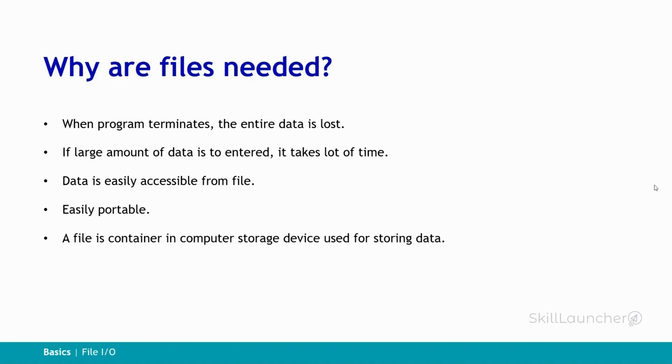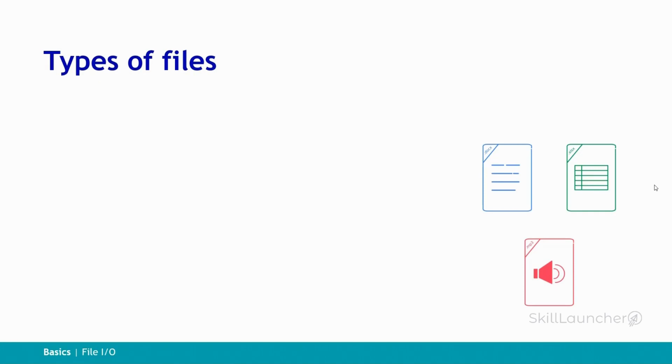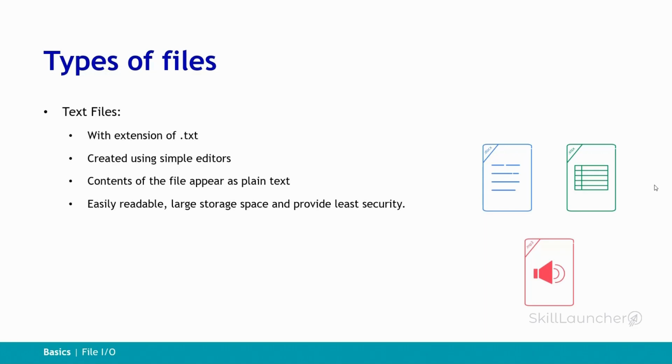Now, a file is a container in a computer storage device used for storing data. Now, let's talk about types of files. There are two types of files, text files and binary files. The text files are with the extension .txt, as our C source code is of extension .c. We can easily create a txt file using a simple text editor such as Notepad. When you open these files, you see all the contents as plain text. You can easily edit or delete the contents.